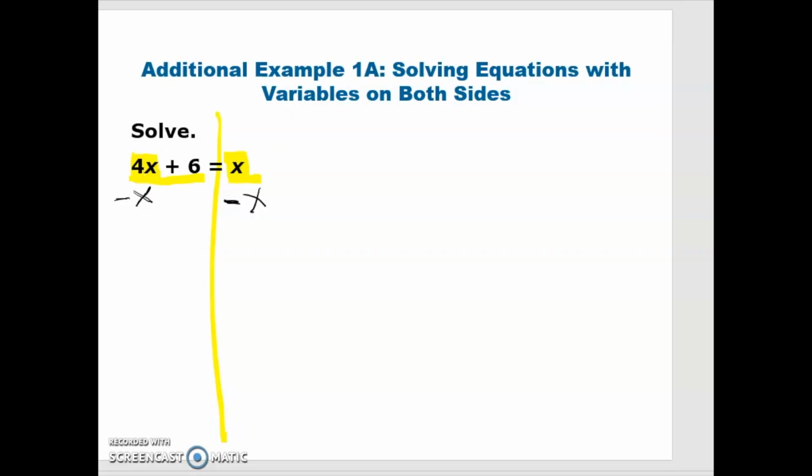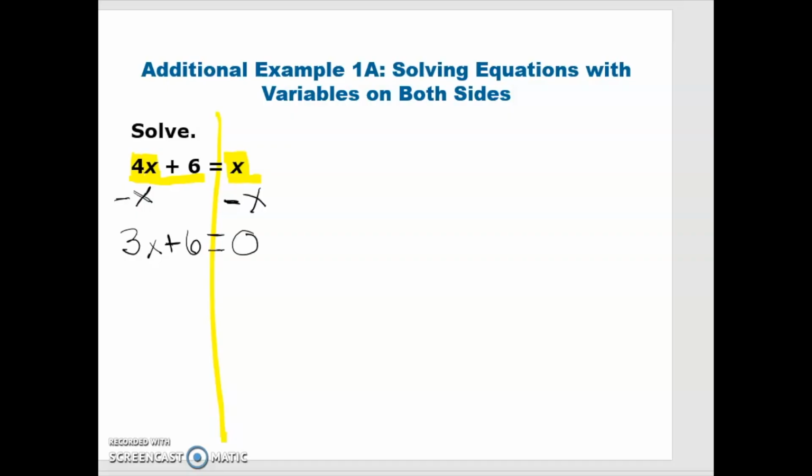So on the left, I had 4 x's, and I'm taking one of them away, so I have 3 x's left. I also had a 6. I didn't do anything to the 6, so he's still there. On the right, I had an x, and I took him away. Well, what's there now? Nothing. Well, we have a number to indicate nothing. Sometimes that confuses people, but 0. 0 means we have nothing there.